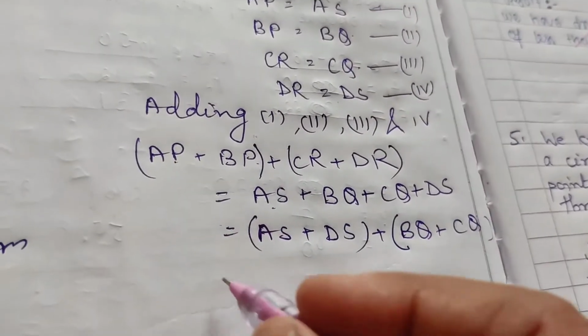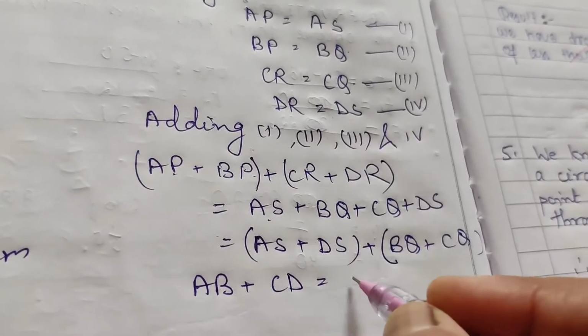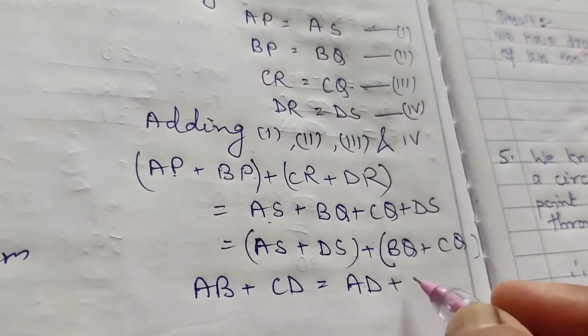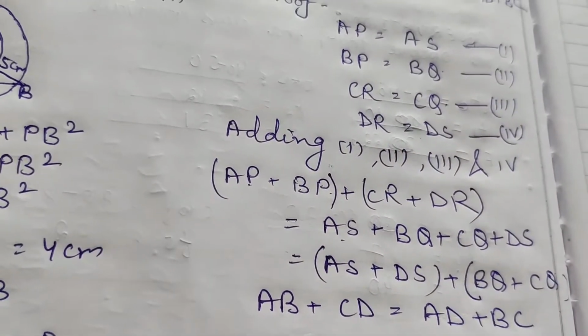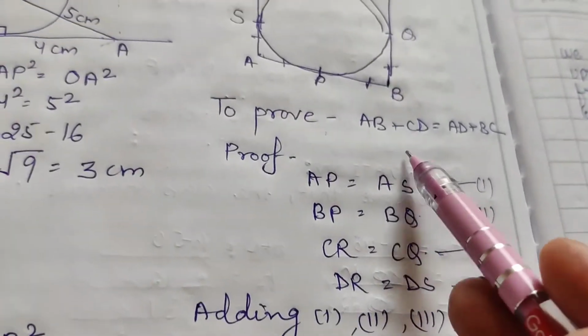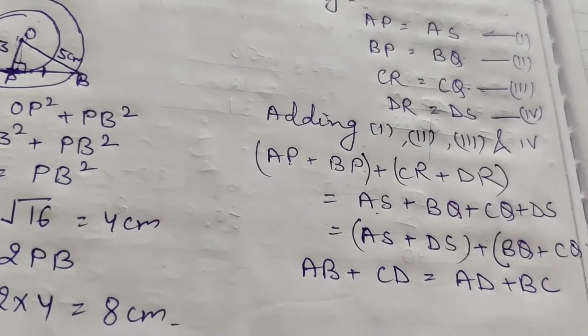AB plus CD equals AD plus BC. Hence proved. Very easy question. Question number 9.